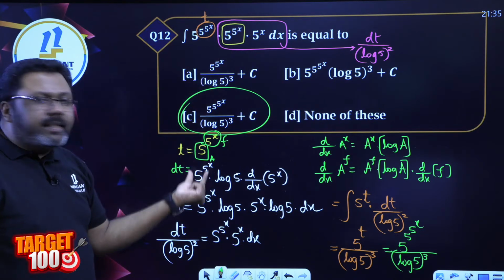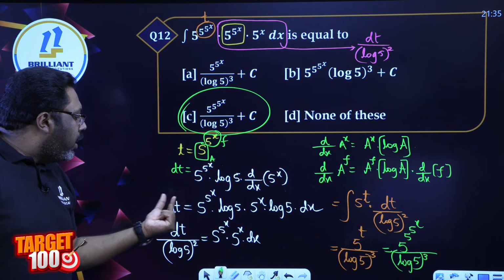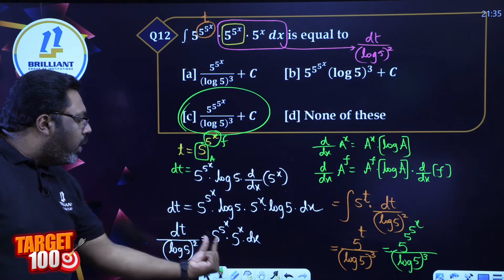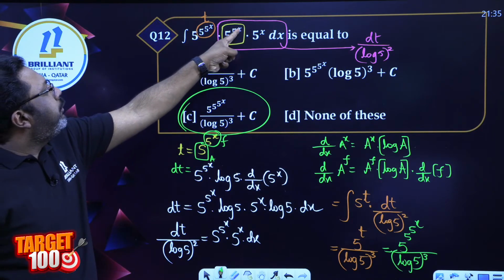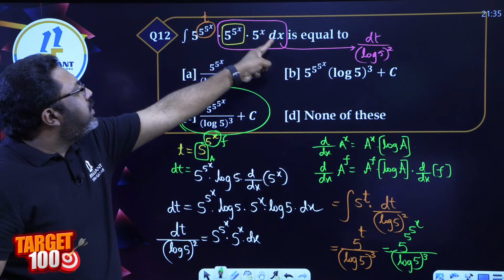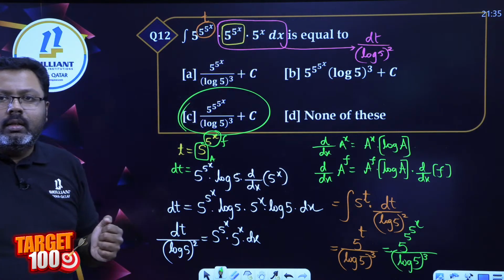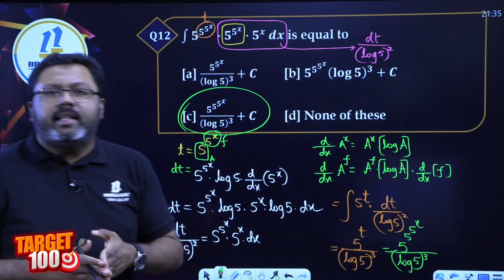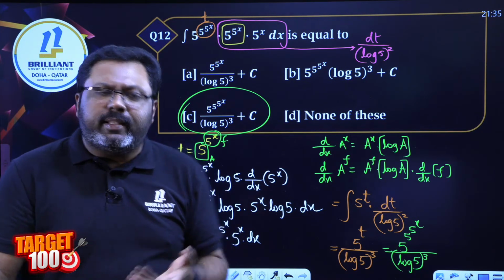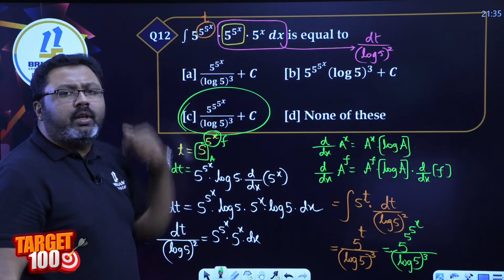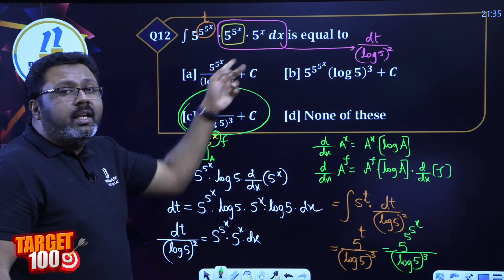Call the middle one as t, and dt by log 5 squared is 5 raised to x into 5 raised to x into dx. We normally substitute e raised to x as t, and the derivative is back to e raised to x. Same thing. This is another exponential form, but it's not e, it's a.